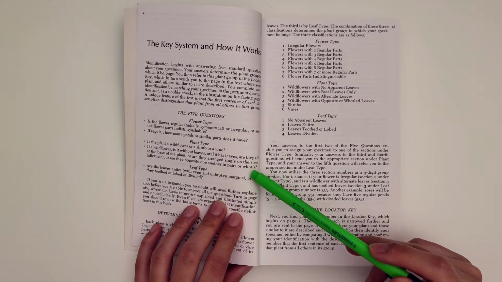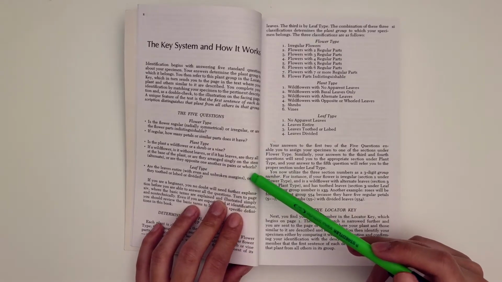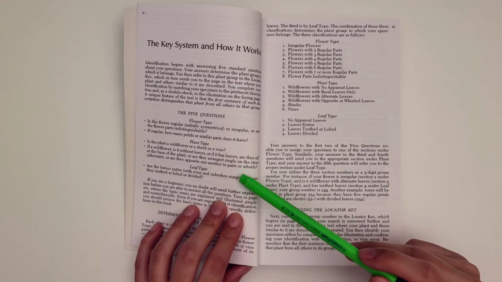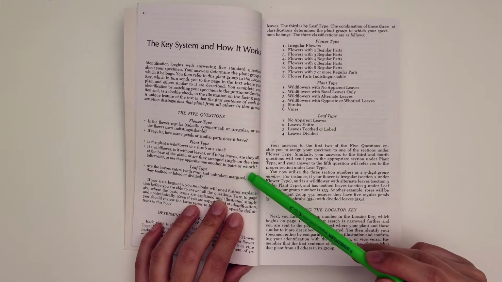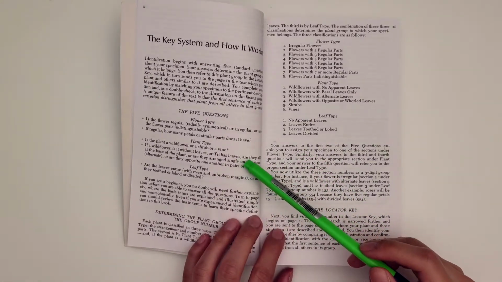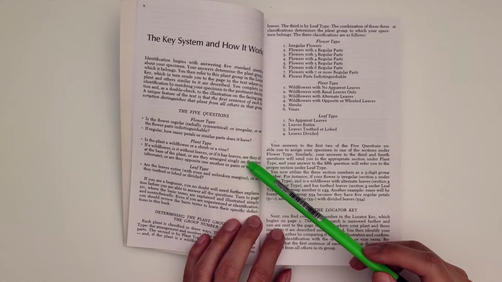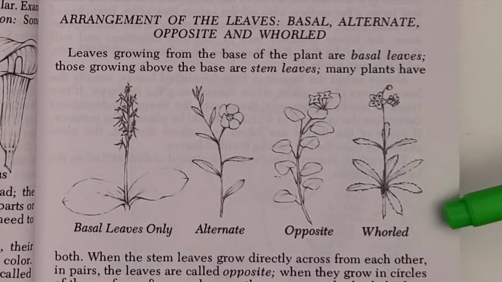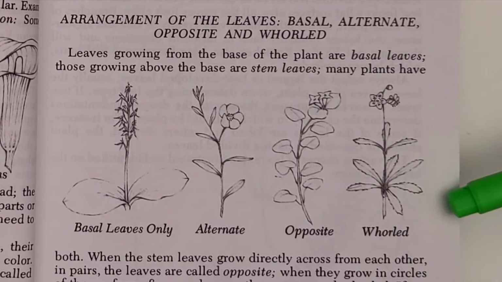The next question is, if your plant is a wildflower, is it without leaves? Or if it has leaves, are they all at the base of the plant, or are they arranged singly on the stem? Or are they opposite one another in pairs or whorls? So our plant is not a wildflower in this case, but I'm going to show you the different arrangements of the leaves. There are 4 different arrangements of the leaves.